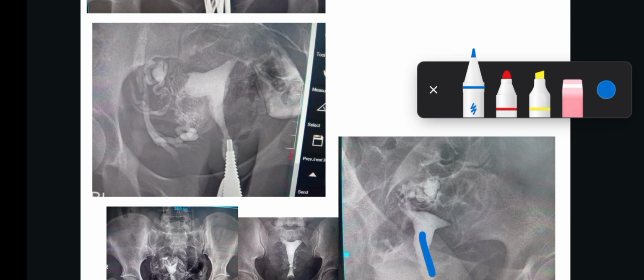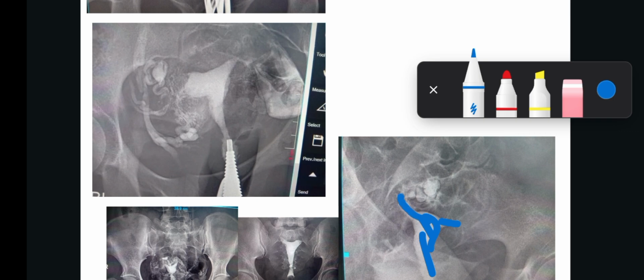Now, this is another case. We can see the womb being outlined. In this direction we could not make out the tube. It ends there, so there is possibility of the tube being closed. That is, not patent.